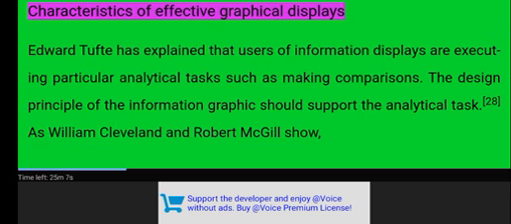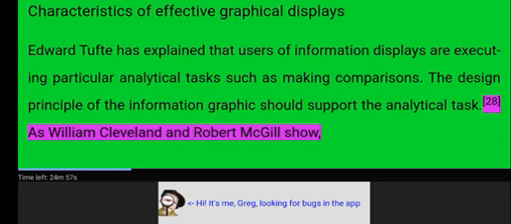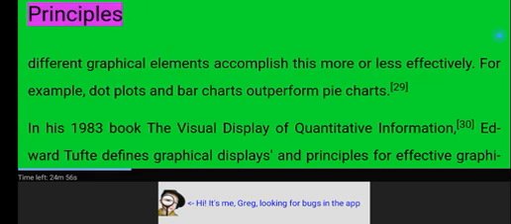Characteristics of effective graphical displays. Edward Tufte has explained that users of information displays are executing particular analytical tasks such as making comparisons. The design principle of the information graphic should support the analytical task. As William Cleveland and Robert McGill show, different graphical elements accomplish this more or less effectively. For example, dot plots and bar charts outperform pie charts.